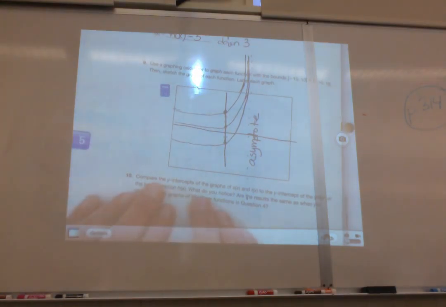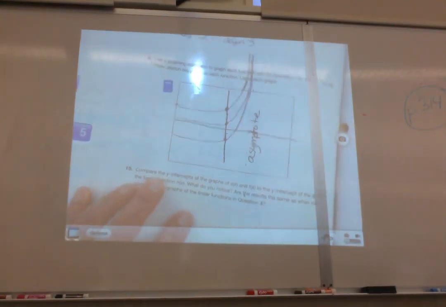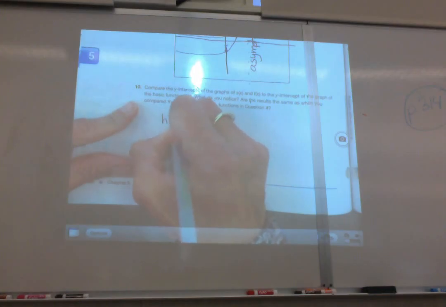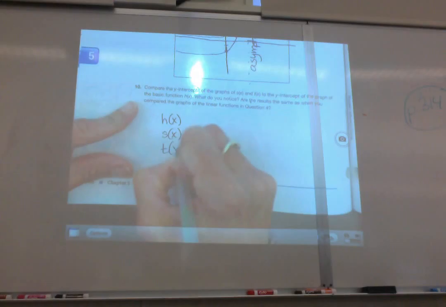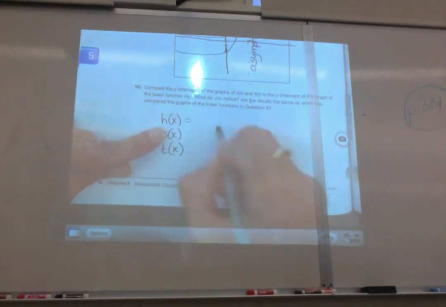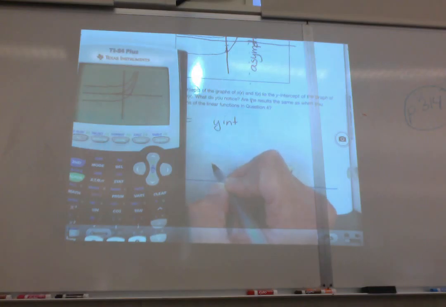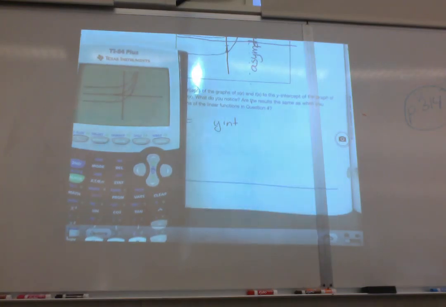Compare the y-intercepts of the graphs. I was using the y-intercepts to help me graph them. Let's see, h of x, s of x, and t of x. Look at h of x. Where does it cross the y-axis? It's the middle graph. Look on your screen. Where's the middle graph crossing the y-axis? You can see little tick marks.